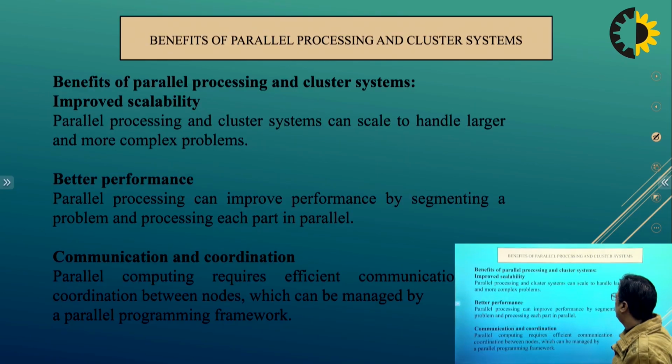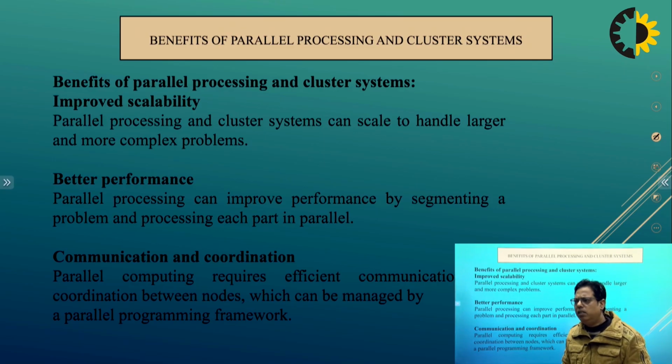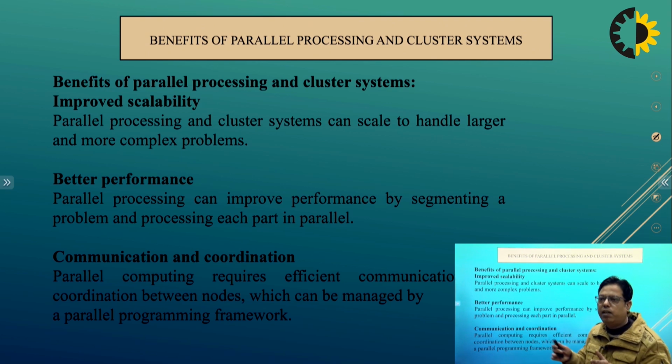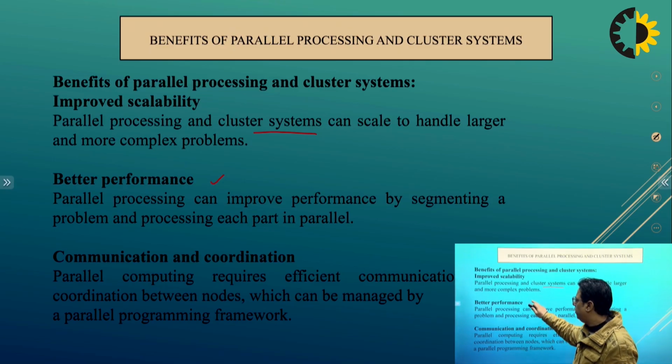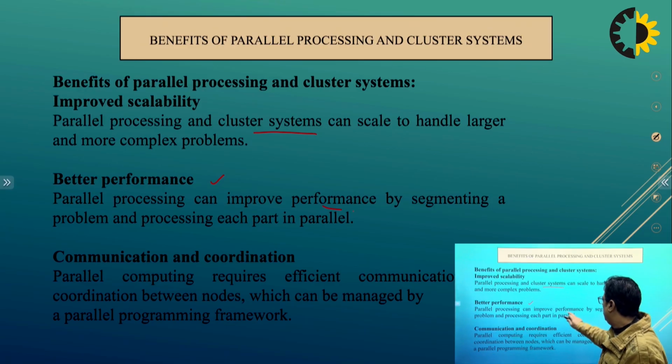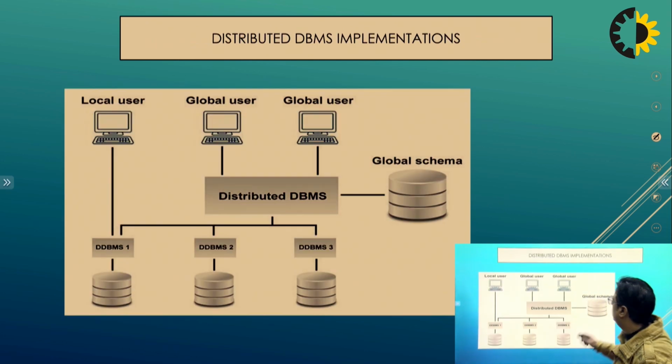Now, the benefits of parallel processing and cluster systems. The first benefit is improved scalability. If we have a high requirement for query fetching, we need multiple processors working in a similar way. Multiple processors means parallel processing, and a cluster system can scale to handle large and complex problems accordingly. Second, better performance. Parallel processing can improve performance by segmenting a problem and processing each part in a parallel manner. Third, communication and coordination. Parallel computing requires efficient communication and coordination between the nodes, which can be managed by a parallel programming framework.